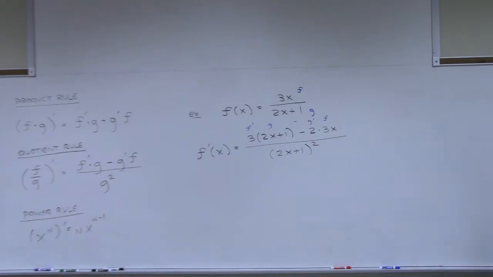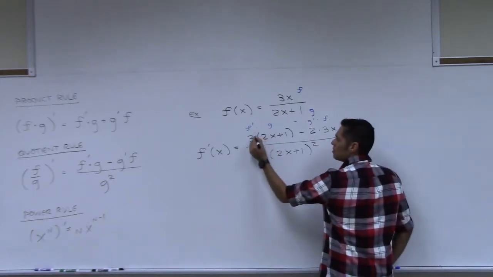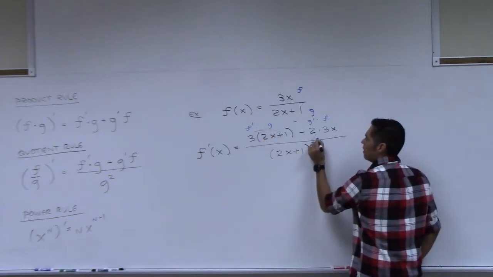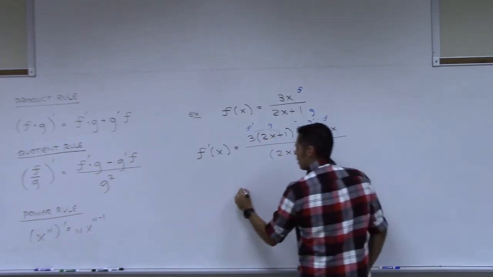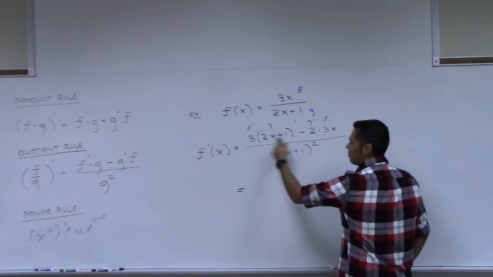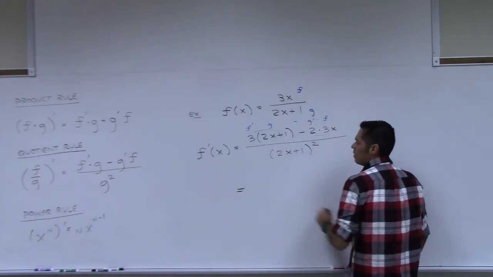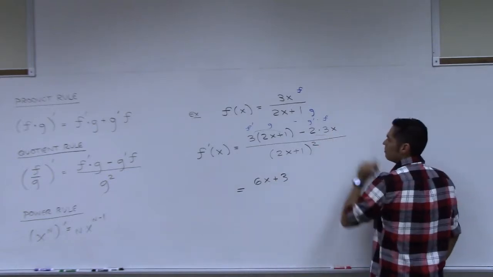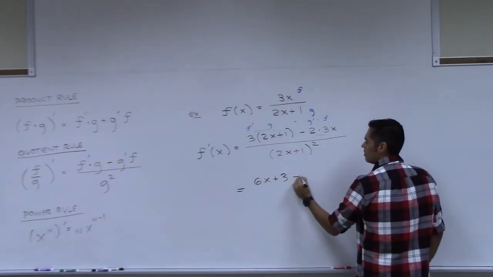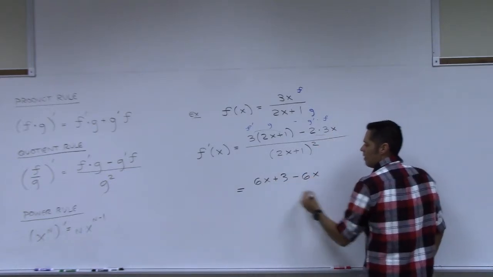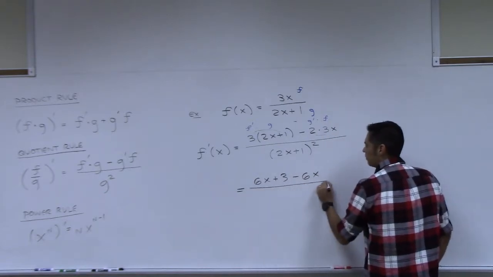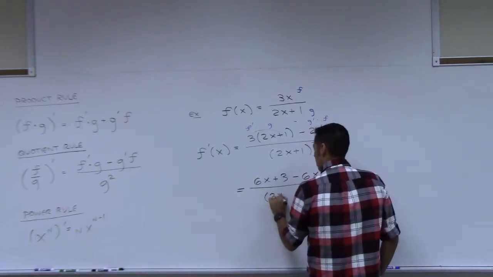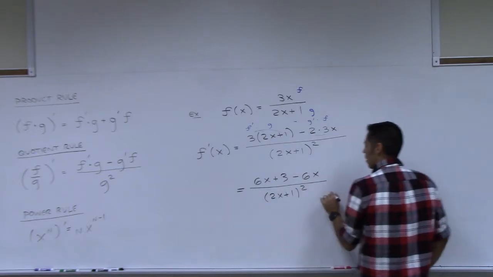And then I'm going to proceed to clean up the numerator. And when I say clean up, I mean let's distribute that 3 through, and let's go ahead and put those together. So what happens when I distribute that 3 through there? 6x plus 3, and then over here, minus 6x, right? And then all of this over 2x plus 1 squared, right?